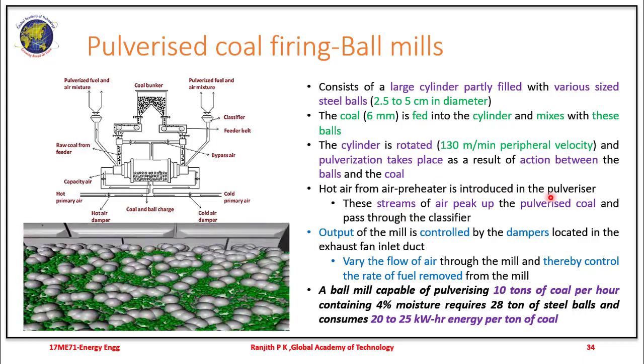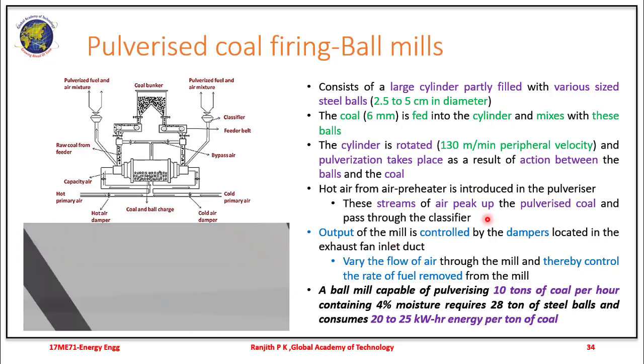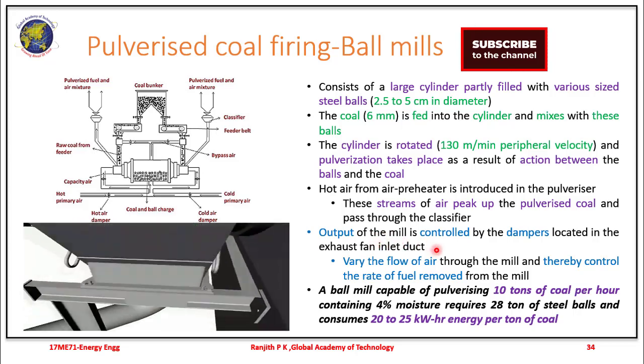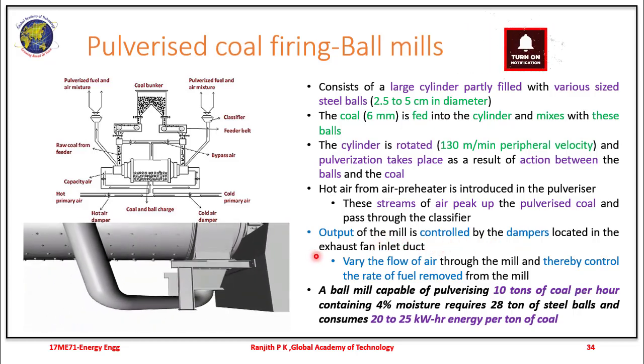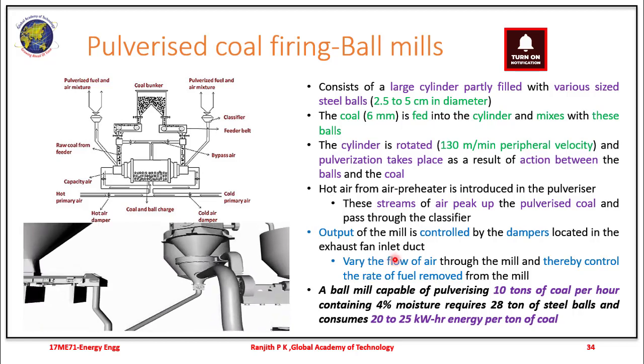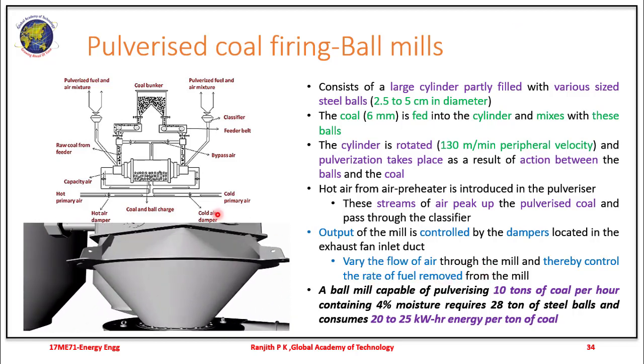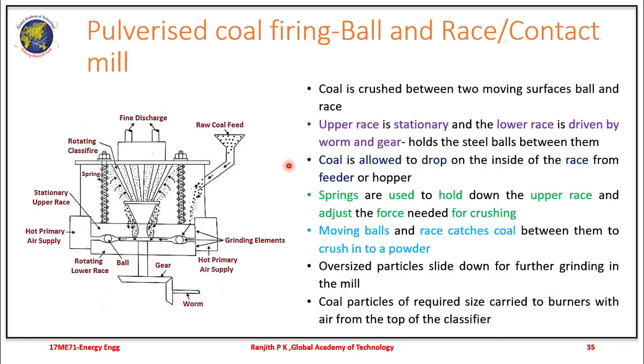The hot preheated air is mixed into the pulverizer. The streams of air pick up the pulverized coal and pass through the classifier. The output is essentially controlled by the dampers, which are located at the exhaust, and varying the flow of the air and controlling the rate of the fuel could be achieved. A ball mill is capable of pulverizing 10 tons of coal per hour, and it consumes about 20 to 25 kilowatts of energy per ton of coal that is supplied.